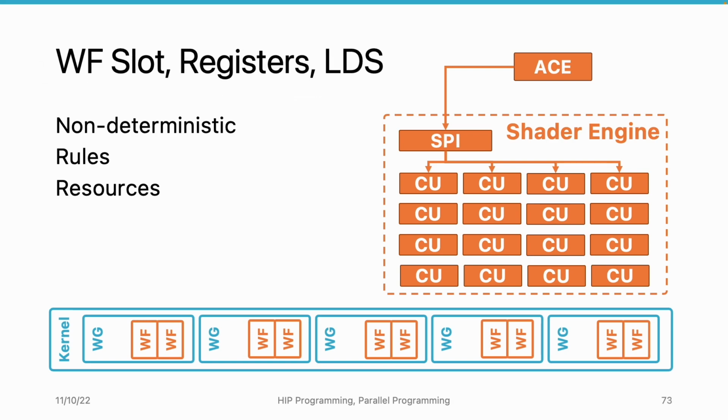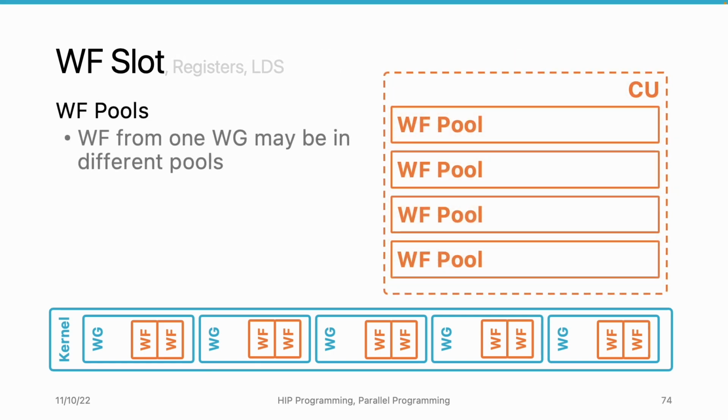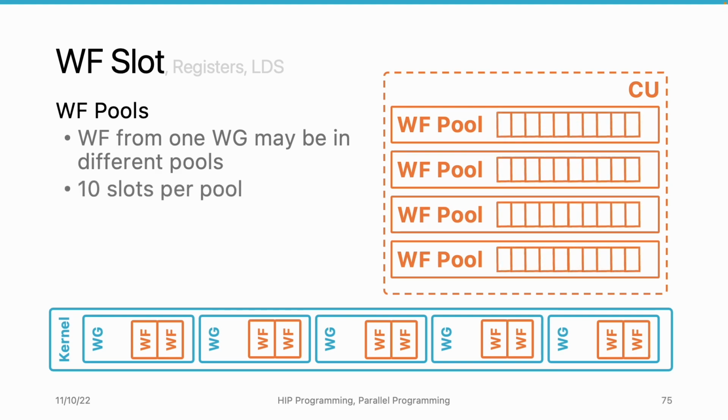So let's look at the wavefront slots, registers, and the LDS. What are those things? In each compute unit, we have a concept called wavefront pools. In each wavefront pool, we have 10 wavefront slots. So each wavefront slot can handle one wavefront. What is the hardware for a wavefront slot? It is basically the resources that keep track of the status of the execution of one wavefront.